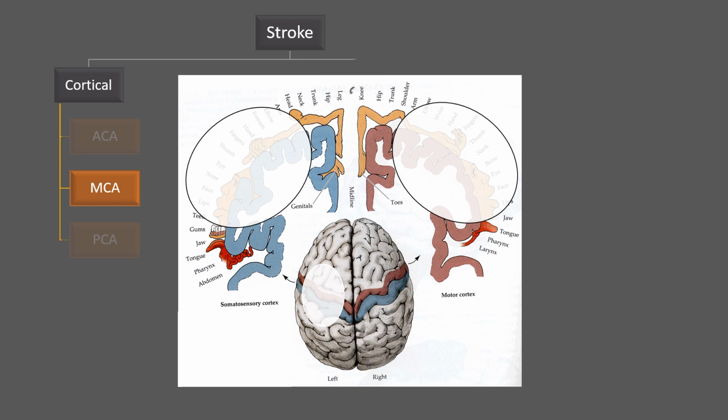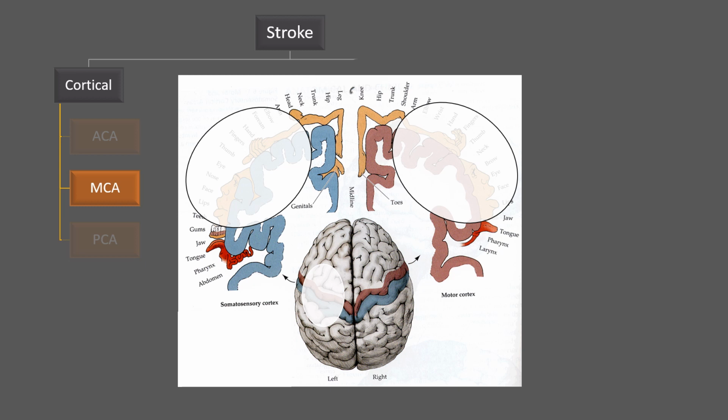Another center found in the frontal lobe that we talked about earlier is the frontal eye field, which, as I mentioned, supplies some of the eye muscles. This frontal eye field supplies the ipsilateral oculomotor and the contralateral abducens nerves through the medial longitudinal fasciculus.